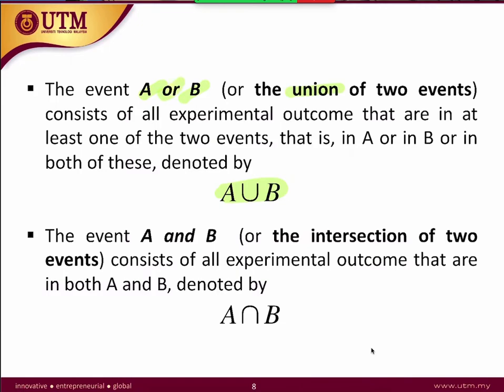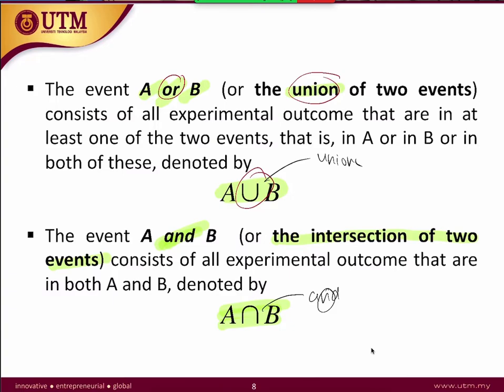Okay, it's denoted by "or", so you need to remember that "or" means union. The third one is when you want to know what will happen if A and B happen at the same time. What is the possibility? If you use "and", we say that is the intersection of two events, and it's denoted by this symbol, the "and" symbol. It's actually the reverse of the U, so you need to remember: this is union, and this is "and".